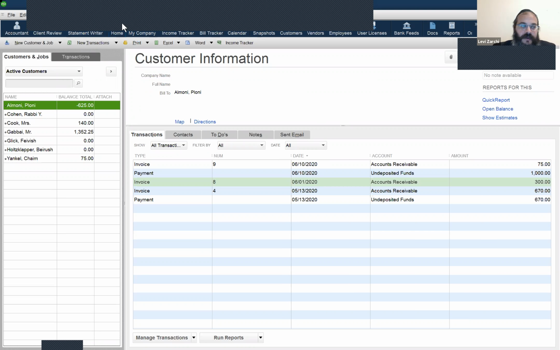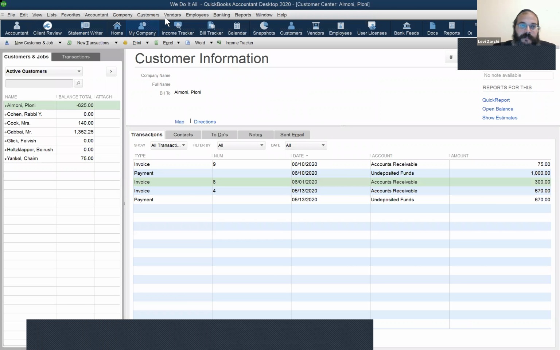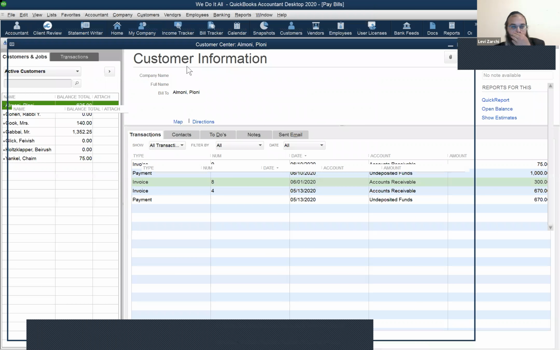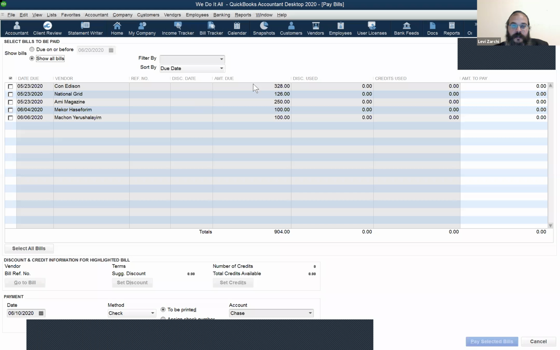Now, if I would go to vendors, pay bills, we have here in Connecticut National Grid. So let's say, for example, Ami Magazine. We use that as an example. $250. The way you would pay them is this is accounts payable. We owe $250, a liability to Ami Magazine. And the way you do it is you have to pay down the liability. So you go to the liability and you pay it down.